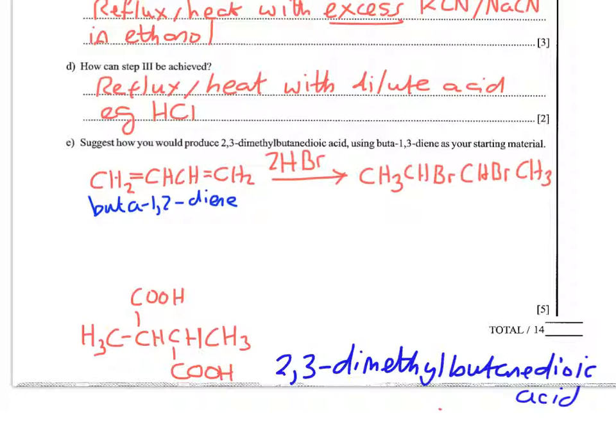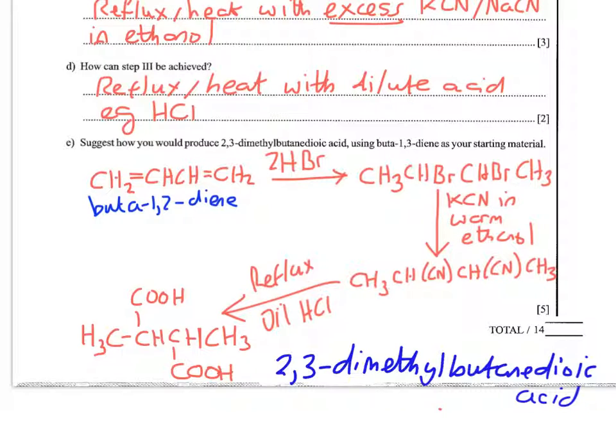So you're looking to add a bromine atom in 2 different places. Because it's a diene, each individual C-C double bond only has one bromine added, so for this reason you need 2 moles of HBr. Now you've got a 2,3-dibromobutane. This can be reacted with KCN, potassium cyanide and warm ethanol, to give you a dinitrile. And the dinitrile can be hydrolyzed so that at the point the nitrile group is substituted, carbon 2 and carbon 3, you get a COOH group instead. So this creates your 2,3-dimethylbutanoic acid. We use reflux and dilute HCl.